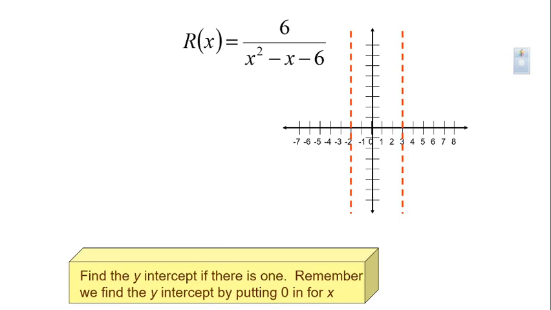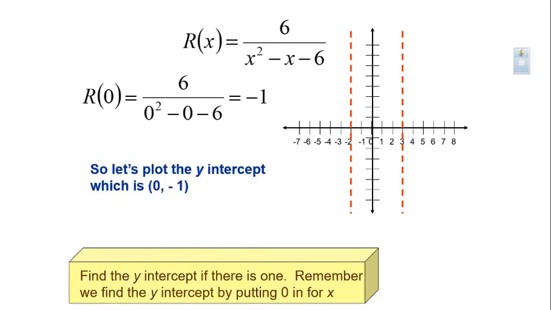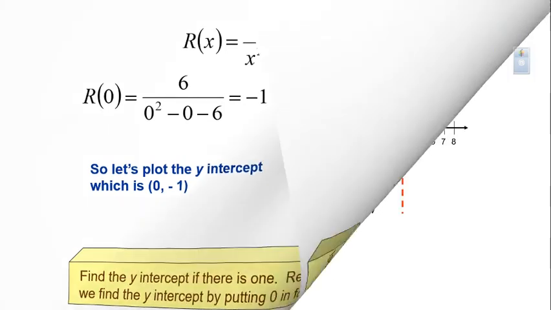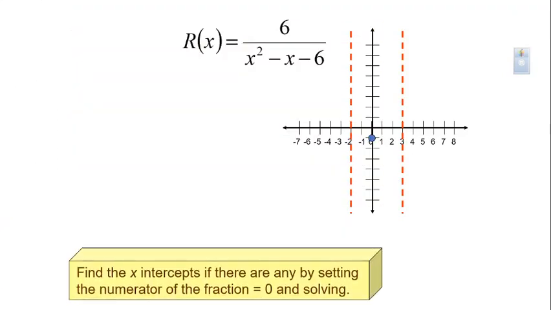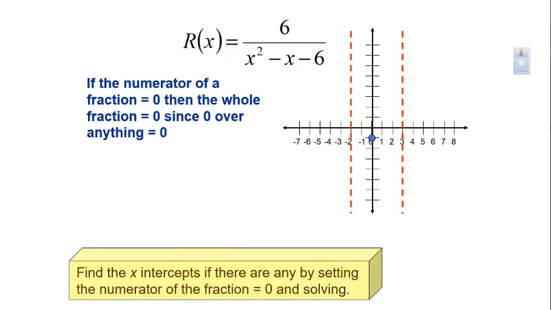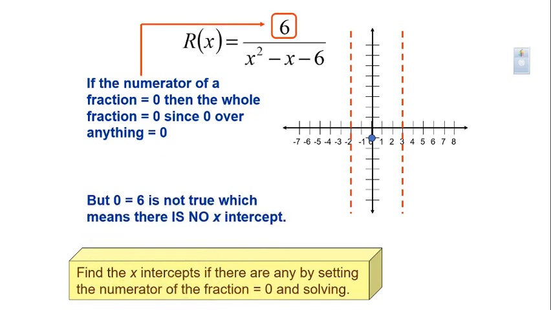Now we're going to find our y-intercept by plugging 0 for x. When we plug in 0 for x, we get 6 over -6, which is y equal to -1. So we know the graph crosses the y-axis at the point (0, -1). So now we have two vertical asymptotes and the y-intercept. If we try to find an x-intercept, we set the fraction equal to 0, but that would mean 6 would equal 0, and that is not possible in the real plane.